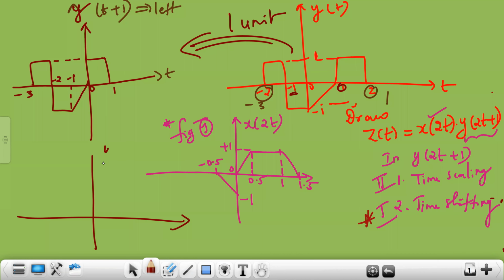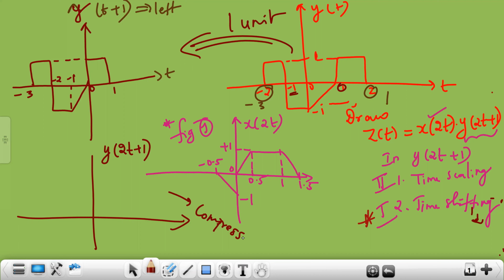The scaling is y of 2t plus 1. Again, you need to compress the signal, because you are multiplying the time axis by 2. The value is greater than 1. If the scaling factor is greater than 1, you need to compress. If the scaling factor is less than 1, or if it is a fraction, then you need to expand. Please keep it in mind.